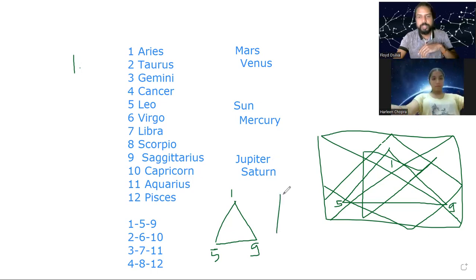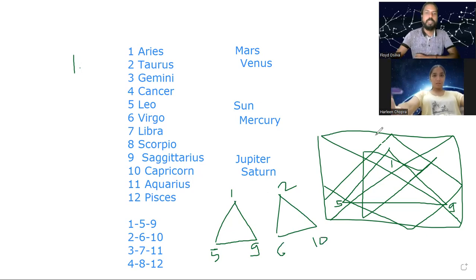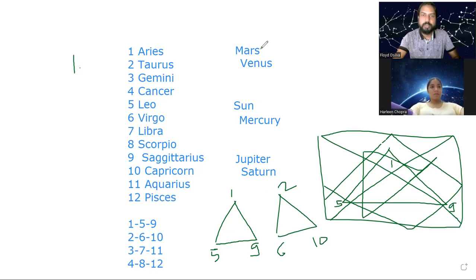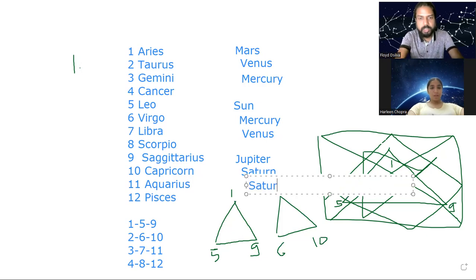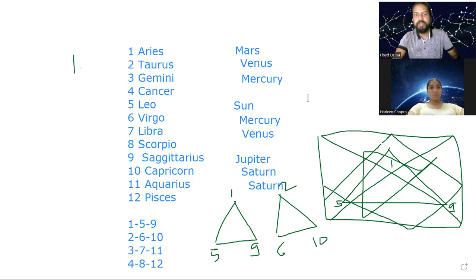Now we discussed 2, 6, 10, the earth signs. What is the next one? Air signs are next. Gemini, which is ruled by Mercury, 3, 7, 11. Libra is ruled by Venus, and Aquarius is ruled by Saturn. 3, 7, 11.